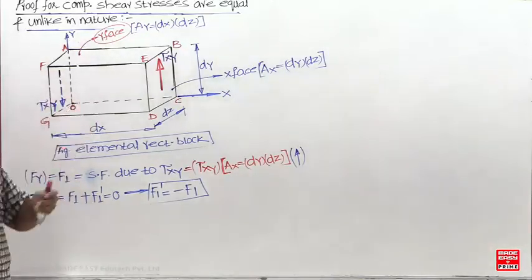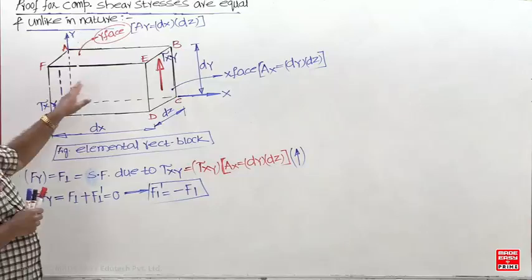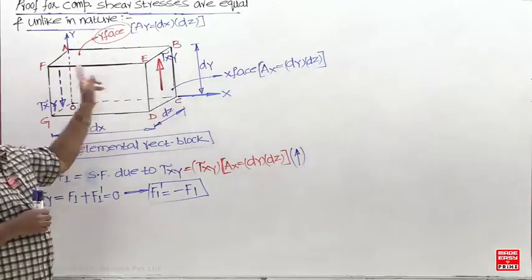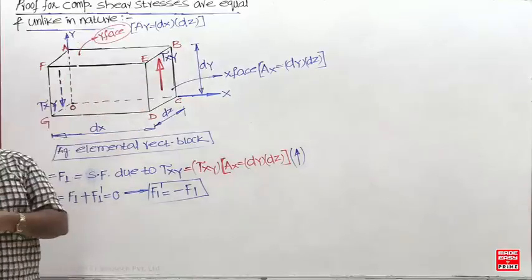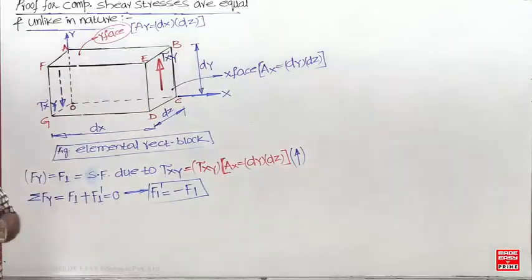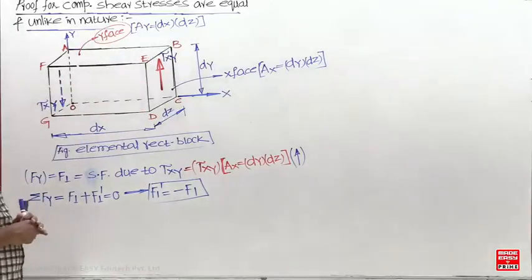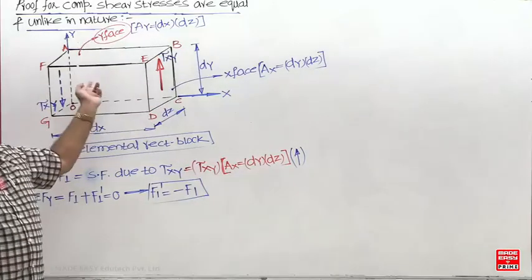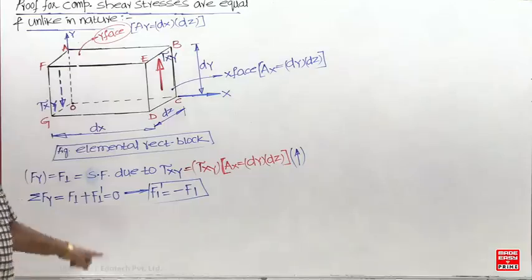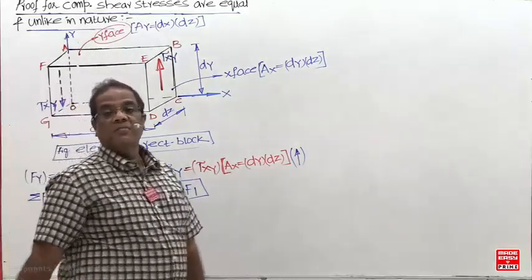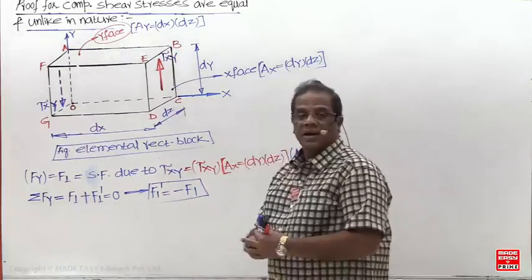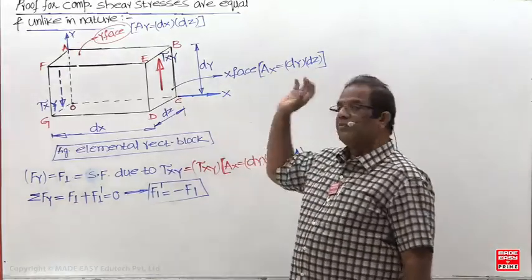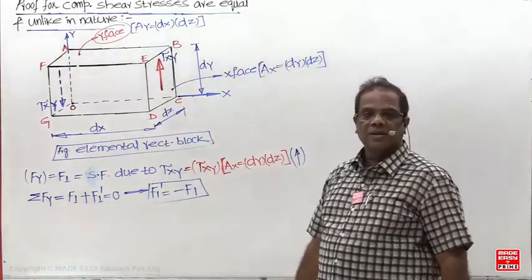Now the sum of the forces is 0. These two areas are the same, and the force should be the same, so automatically the stress should be the same. This force and this force should be the same, and since the areas are the same, the stress should be the same. Sum of the horizontal force is 0, sum of the vertical force is 0. Now, with respect to forces, equilibrium.